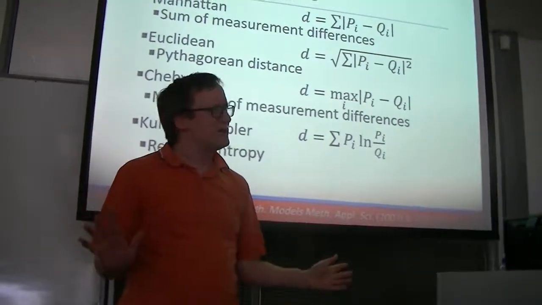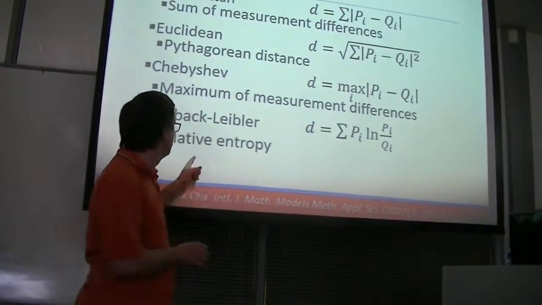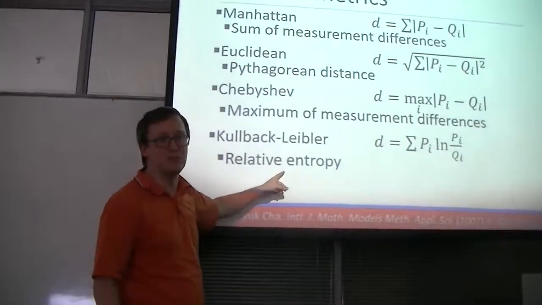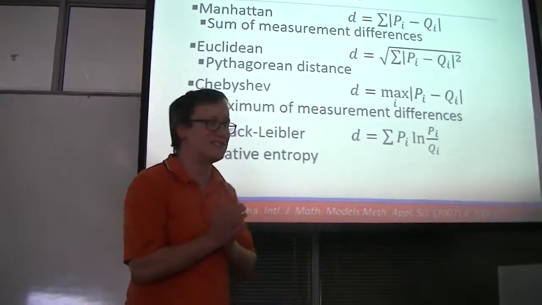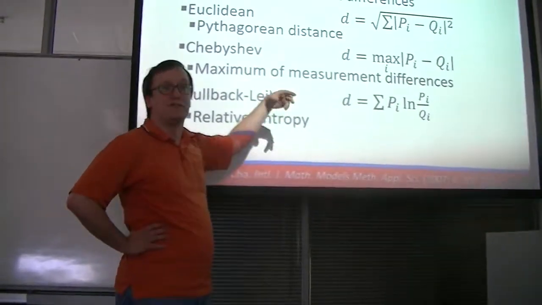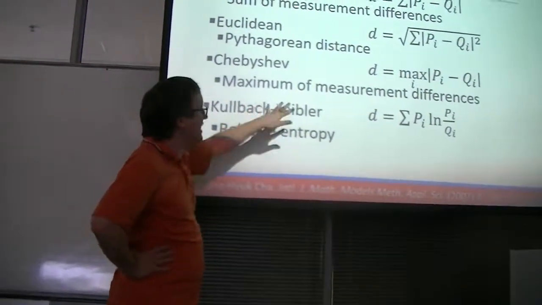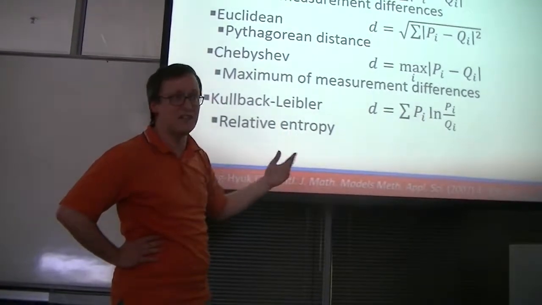Now that one's a little hard to explain with geometry, and I'm not really going to try, but this is one of the ways that we use to describe something called entropy, kind of the amount of disorder that you have within the information system. So if we're talking about the mutual information of two samples, something like Kullback-Leibler probably makes more sense than working with something like the Euclidean distance.